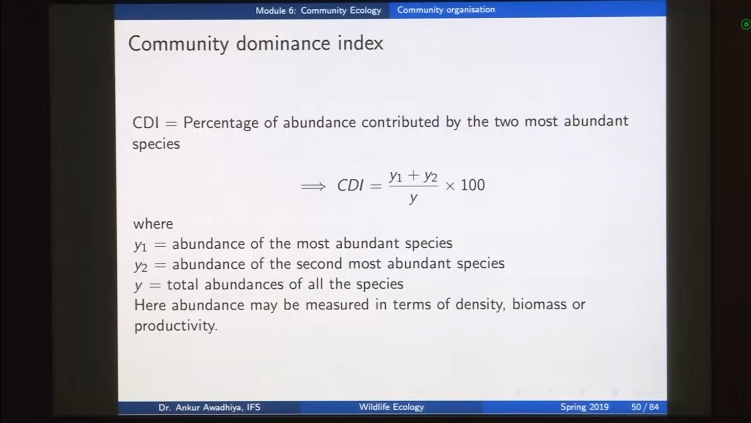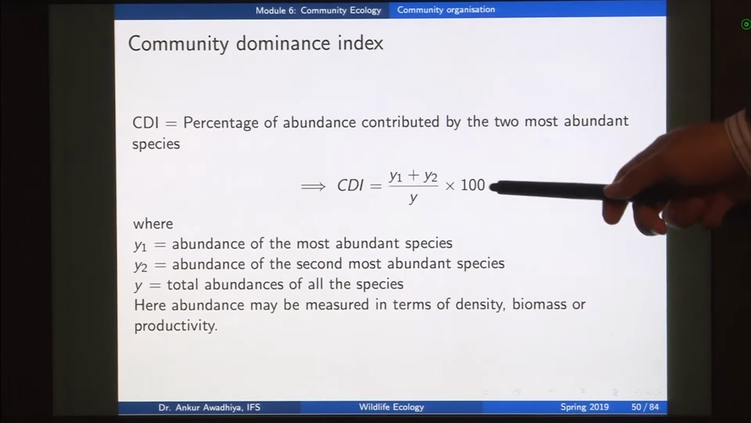Is this community turning towards, say, a monoculture or a biculture where you see only two species everywhere, or is this community a more diffused community where you have a larger number of different species that are found in all the regions? So, CDI is (y1 plus y2) divided by y, into 100%.